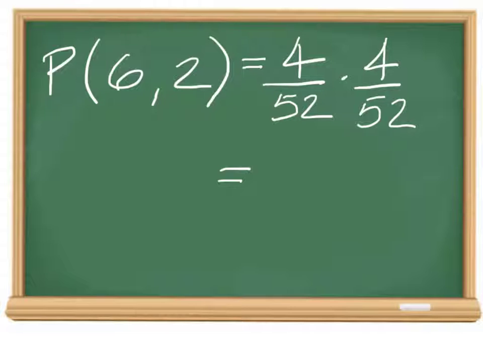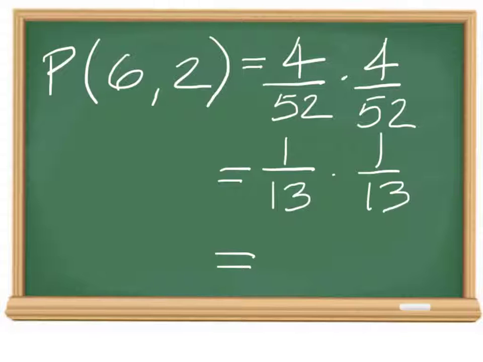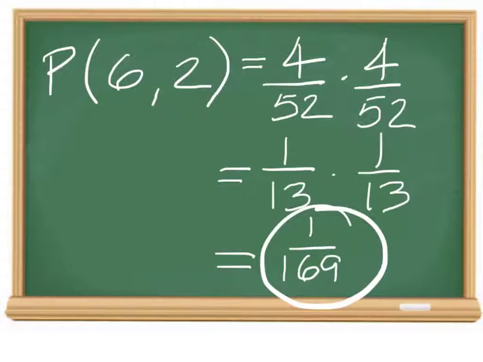4 over 52 is the same as 1 over 13. And it's the same thing here. So multiply straight across to get 1 over 169. That's the probability of drawing a 6 and then a 2.